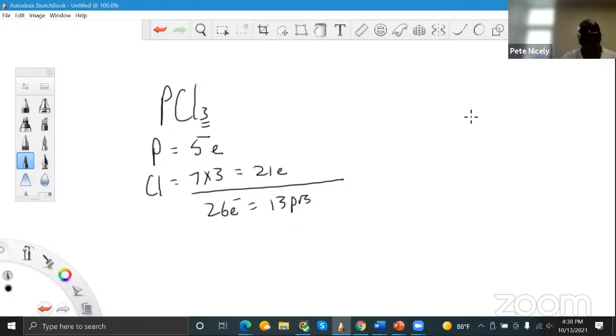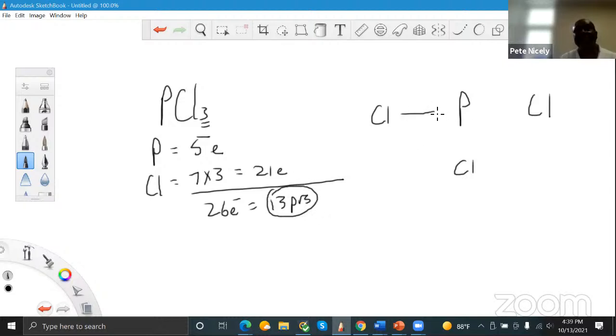Then we put together the skeletal arrangement. We put the phosphorus in the middle, surrounded by the chlorines here, here, and here. And then we put the bonding pairs. Now remember, we have 13 pairs of electrons to assign, all right?